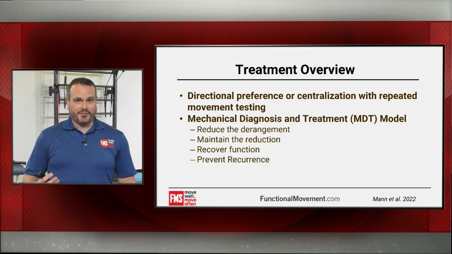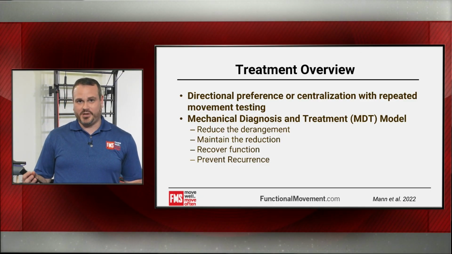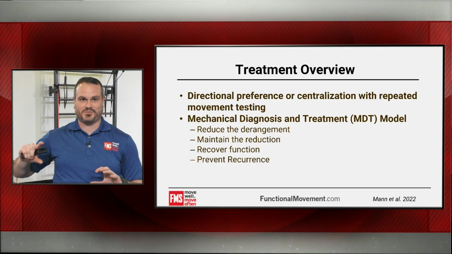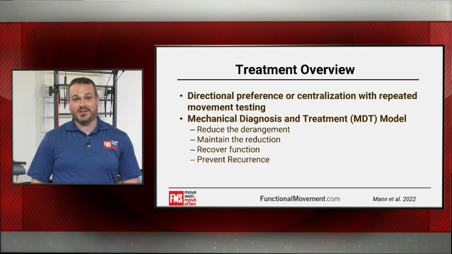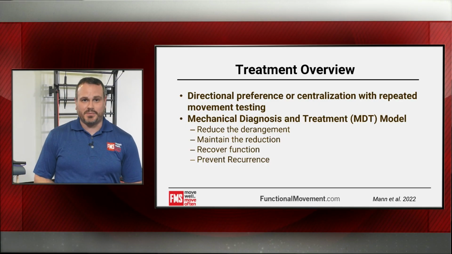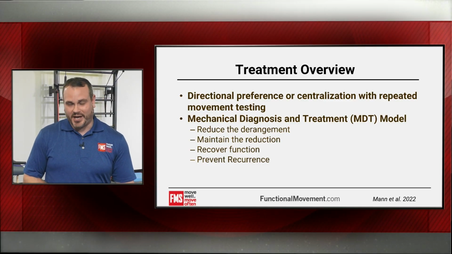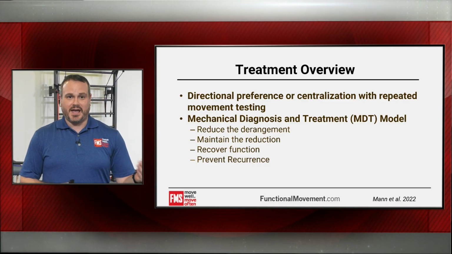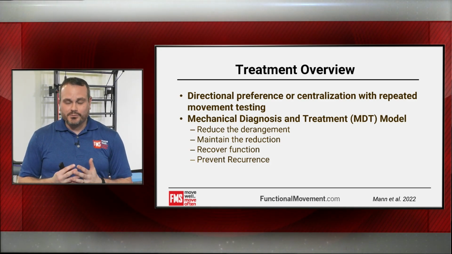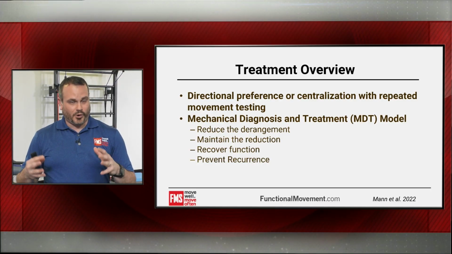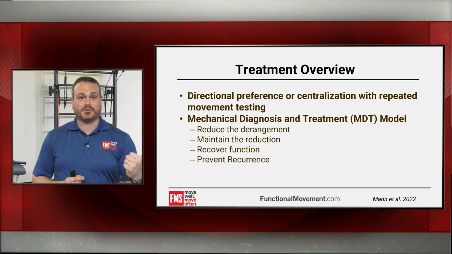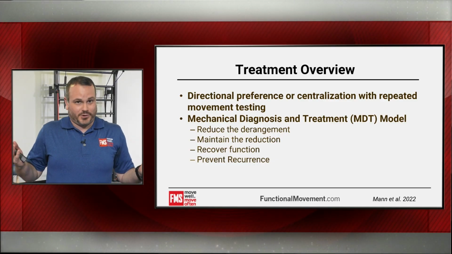So the directional preference or centralization with repeated motion, if you start to get changes with that, you start to make symptoms worse, you start to make symptoms better, that's usually an indication that mechanical loading strategies is what they need. And like I said, this is based largely off of the mechanical diagnosis and treatment model by McKenzie, and they have different phases that you work through. First priority when you're working with folks in this category is you've got to reduce the derangement or take the pressure off the nerve. That's the first step.